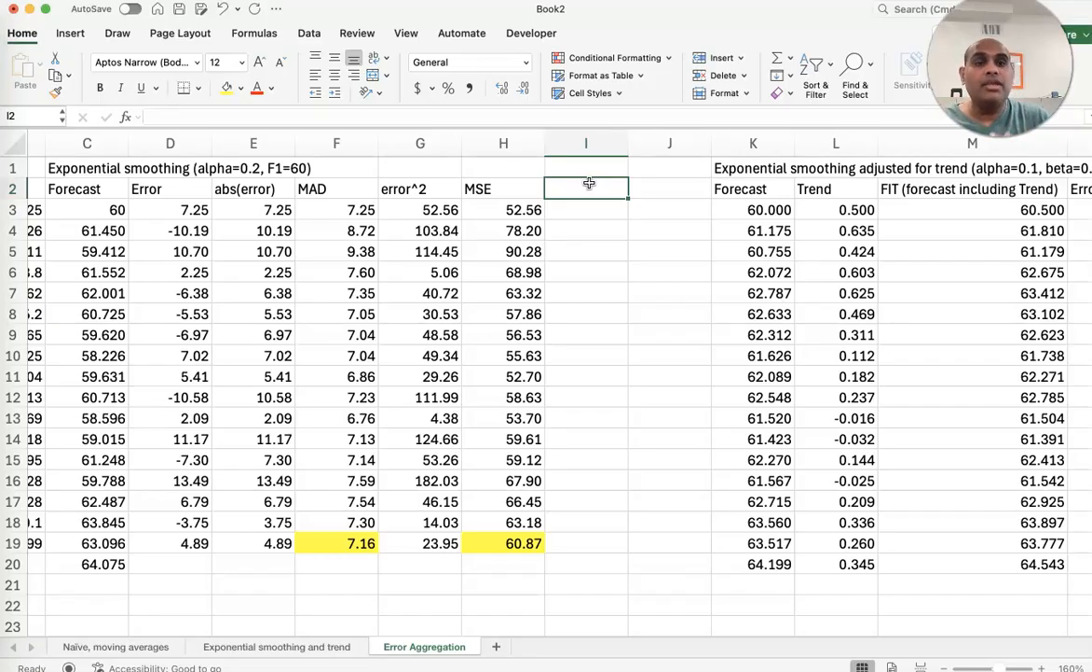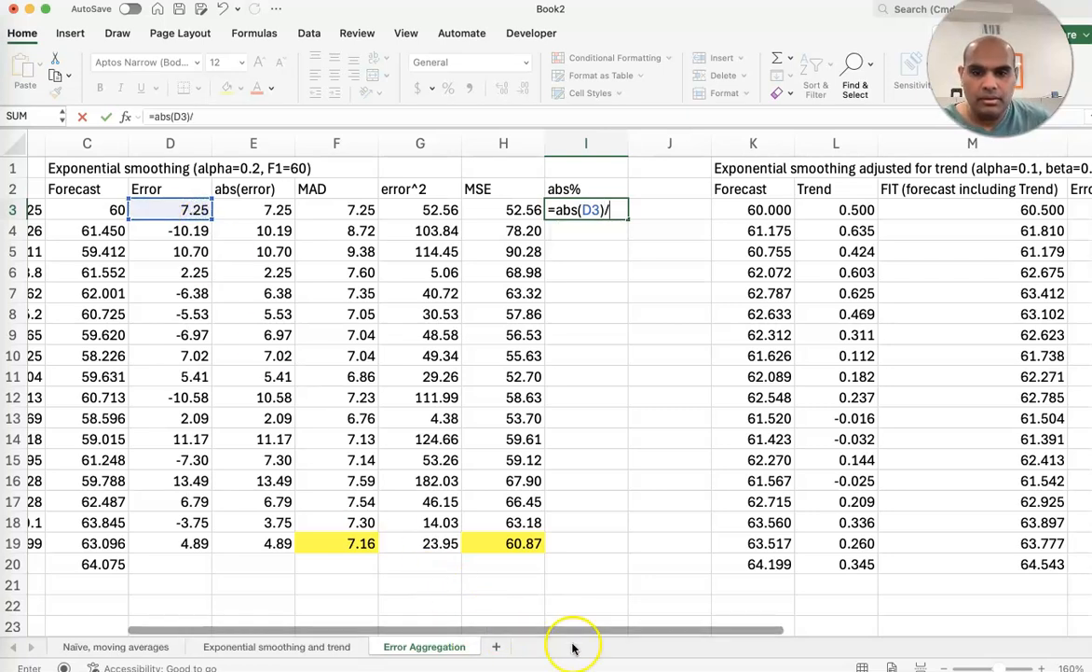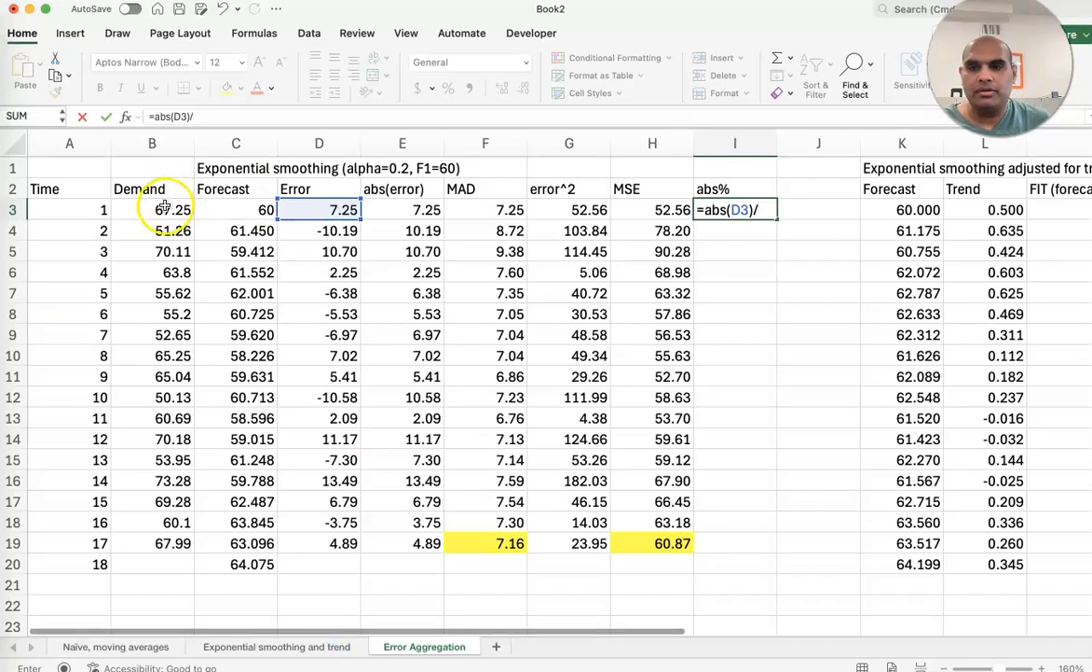So it is the mean absolute percentage error. So you still need the absolute value. So we have the absolute values of error here. Let's write the absolute value formula also. You take the error, find the absolute value of error, and then you divide by the actual demand value. So you're essentially saying what percent of the actual demand was my error, right?